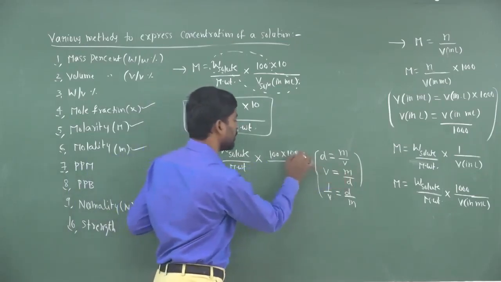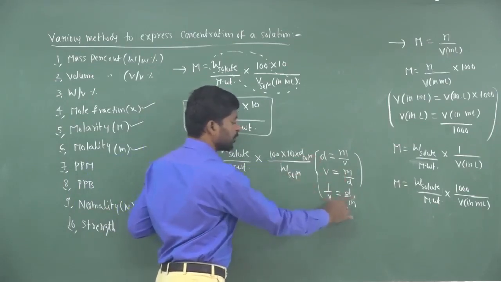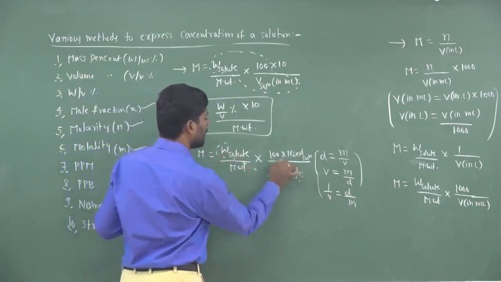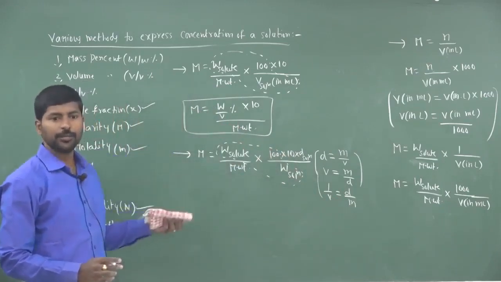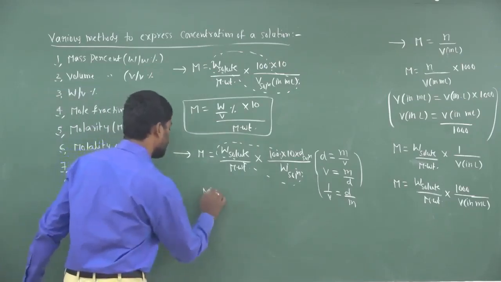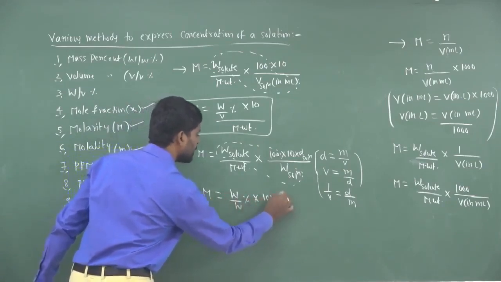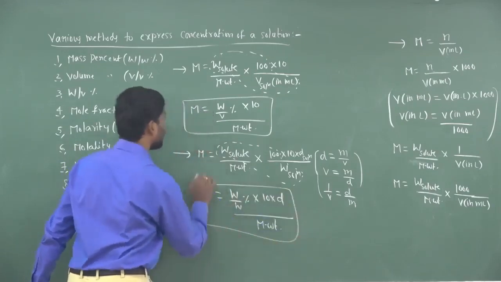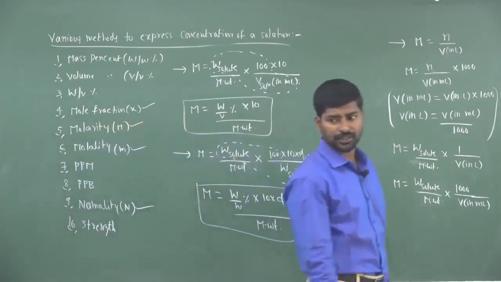1 by V we can write as D by M, so density of solution by weight of solution. So weight of solute by weight of solution into 100, that is weight by weight percent, mass percent, right? So M is equal to weight by weight percent into 10 into density by molecular weight. In weight by volume terms, we are not getting that density. Here we are getting density extra in mass percent.